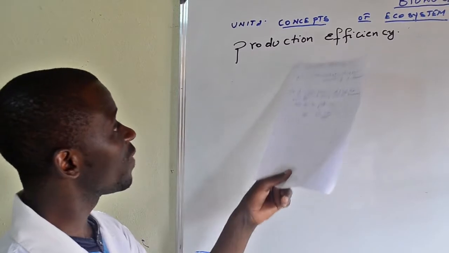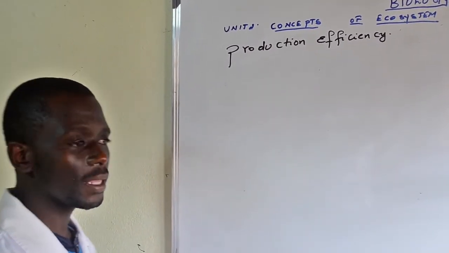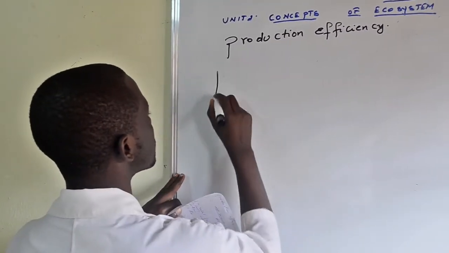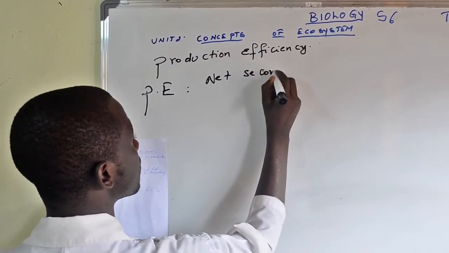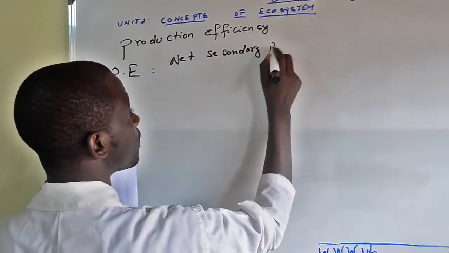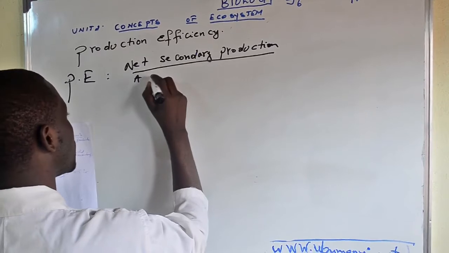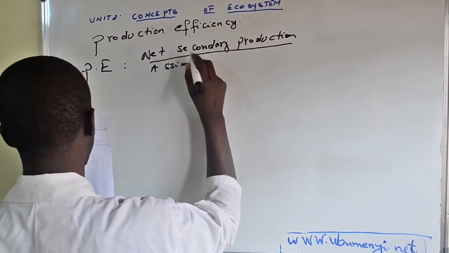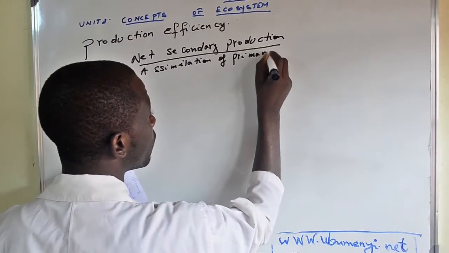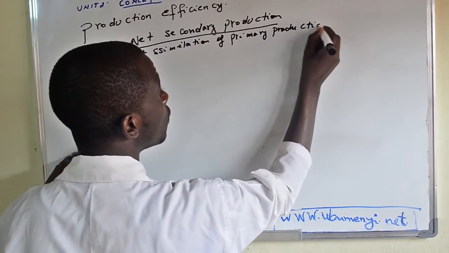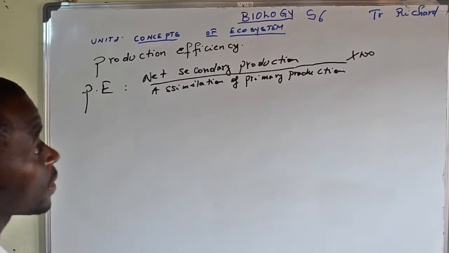Dear students, we are now moving to the production efficiency. What is production efficiency? It is calculated in terms of numbers, and production efficiency equals the net secondary production over the assimilation of primary production, times 100%.